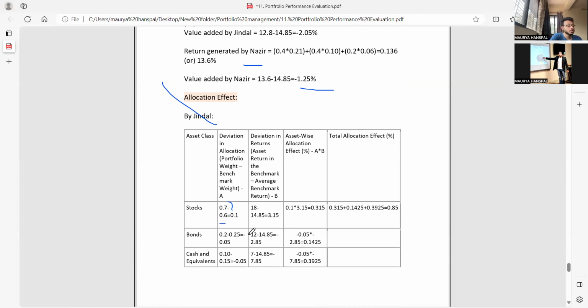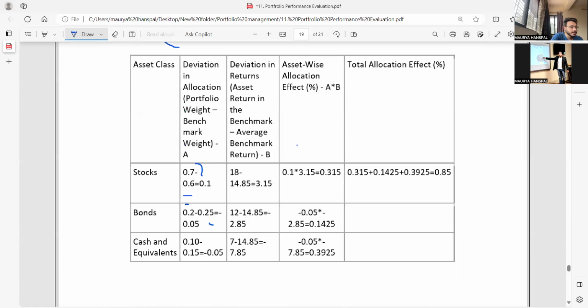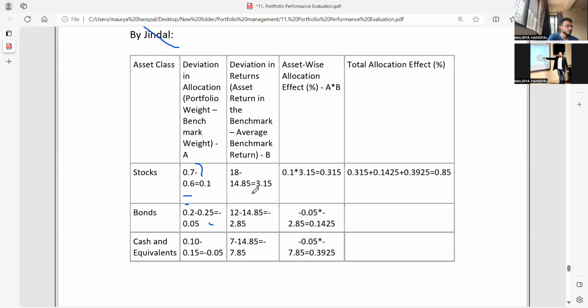In Jindal's portfolio, the weight of bonds is 0.2, but the weight in the benchmark is 0.25. So it is minus 0.05 ideally, because when you subtract these two numbers, you get a negative number. So no need to make this 0.05 positive. What do people tend to do? Here you are getting a negative number because you take the difference of the portfolio weight and the benchmark weight. So 0.2 minus 0.25 gives you negative 0.05. Do not make it positive. Keep it negative only.